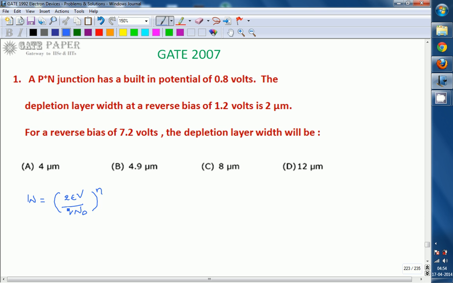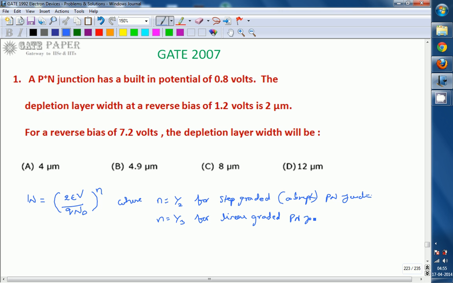This equation is related to the width of the depletion region under a P plus N junction, where n is equal to 1/2 for a step graded, also called abrupt PN junction, and n is equal to 1/3 for a linear graded PN junction. Whenever it is not specified whether it is linear graded or step graded, the assumption is this default case, so n is equal to 1/2.